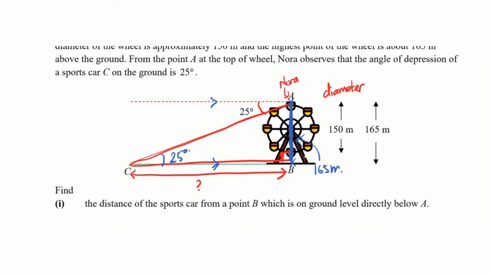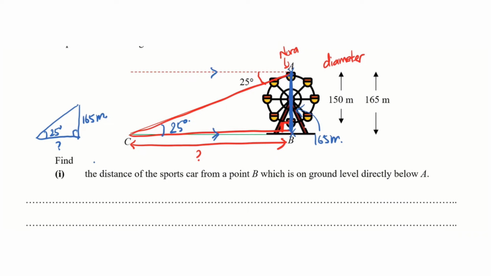Okay, so if I were to draw a smaller right angle triangle to see things easier, we have 25 degrees here and 165 meters here. So we are trying to find out what this distance is. With this, we will recognize that we are going to use tangent, our tua kaso.